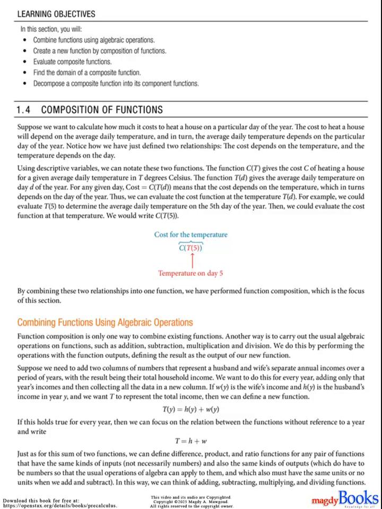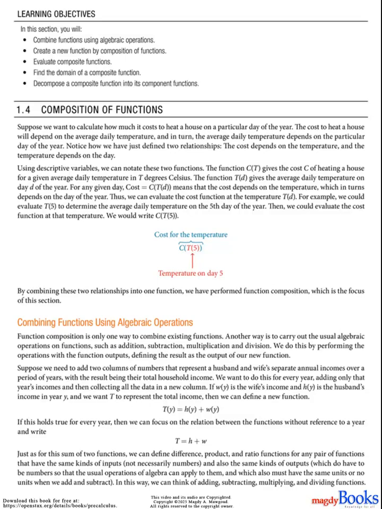Suppose we need to add two columns of numbers that represent a husband and wife's separate annual incomes over a period of years, with the result being their total household income. We want to do this for every year, adding only that year's incomes, and then collecting all the data in a new column. If W(Y) is the wife's income and H(Y) is the husband's income in year Y, and we want T to represent the total income, then we can define a new function. T(Y) equals H(Y) plus W(Y). If this holds true for every year, then we can focus on the relation between the functions without reference to a year and write T equals H plus W.